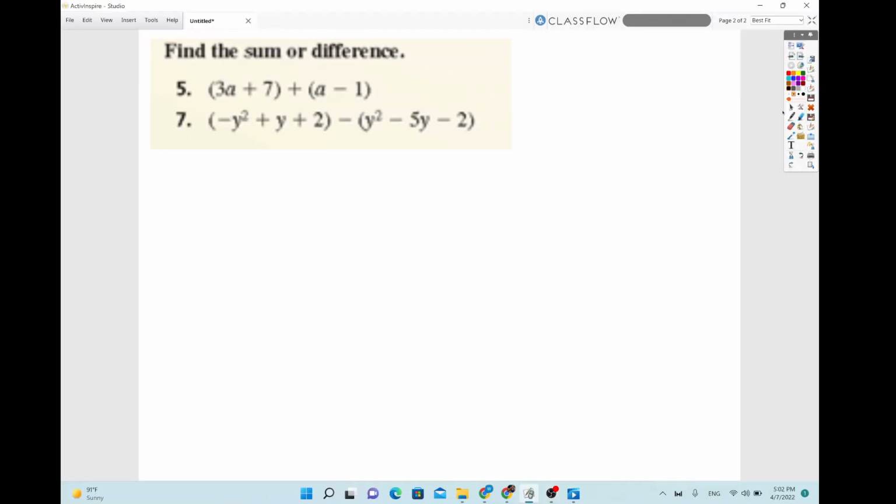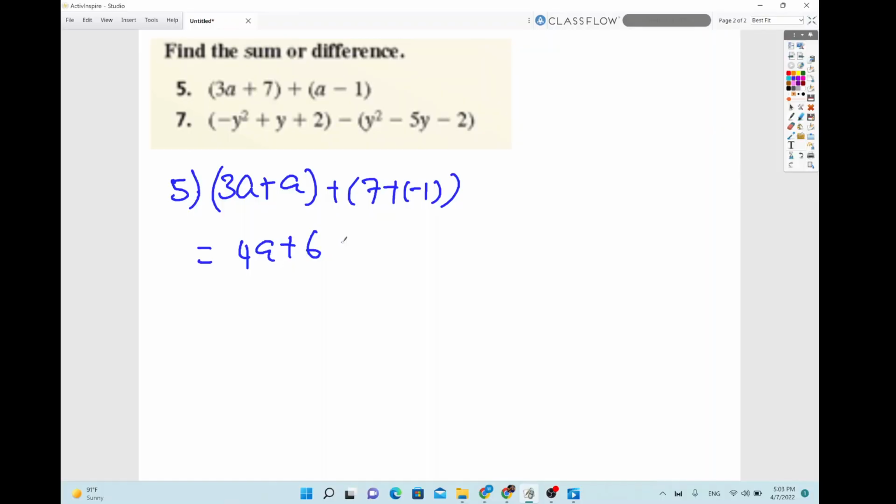For number 5, anytime they want to combine polynomials, as you can see here, it is a binomial added to a binomial. So we want to combine those like terms. 3a plus a, you can always regroup them. 7 plus negative 1. So 3a plus a would be 4a. 7 plus negative 1, that's 6. So 4a plus 6. And then for number 7, we have negative y squared plus y plus 2.